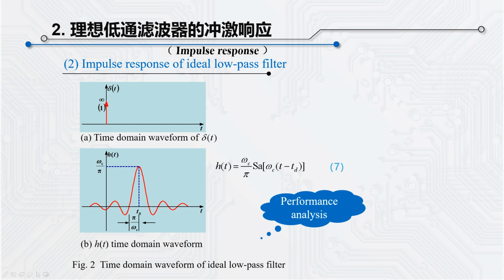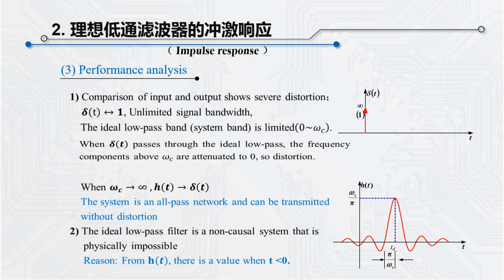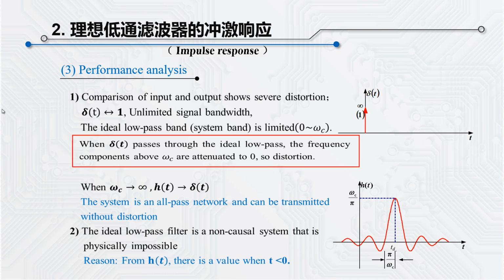Let's make a further analysis of its performance. By comparing its input signal and output signal, we can find that there is distortion between them. Well, what is the cause of distortion? We know that the bandwidth of delta t is infinite.